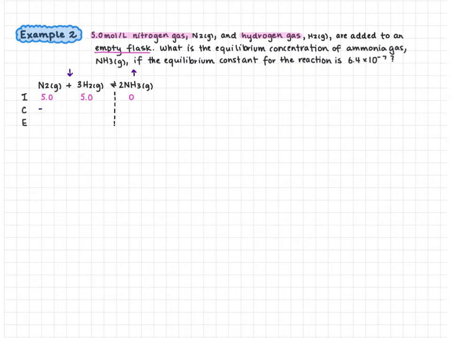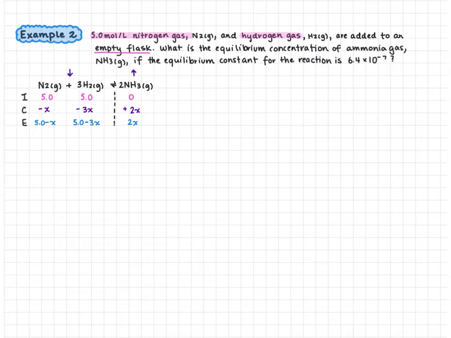So the change is going to be negative X for nitrogen, and this is because nitrogen has a coefficient of 1, and so X has a coefficient of 1 as well. The change for hydrogen will be negative 3x. Hydrogen has a coefficient of 3, and so X also has a coefficient of 3. The change for ammonia will be plus 2x. And for the same reason, ammonia has a coefficient of 2, so X has a coefficient of 2. So now we can write our equilibrium concentrations in terms of x. So we have 5 minus x, 5 minus 3x, and 2x.